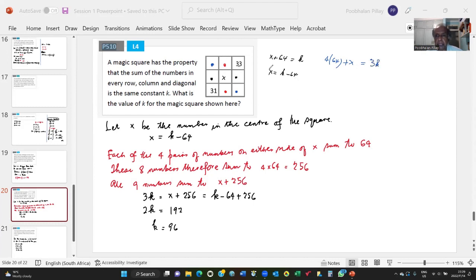So you got 2 equations, X equals K minus 64, and this equation, 2 equations and 2 unknowns. And when you solve, you get K equal to 96. All right?